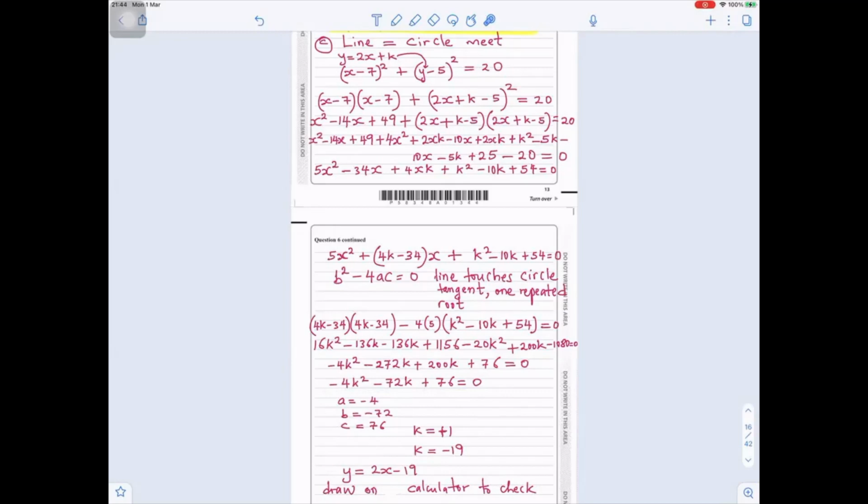And you solve that quadratic, use your calculator. So that gives you k to be plus 1 and k to be minus 19. So y equals 2x minus 19. You can draw, and then you can use your calculator to check it.